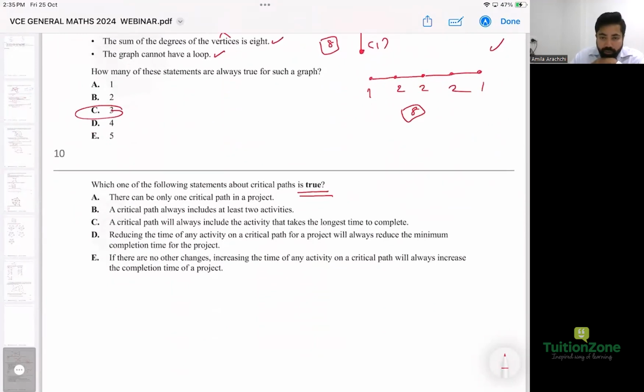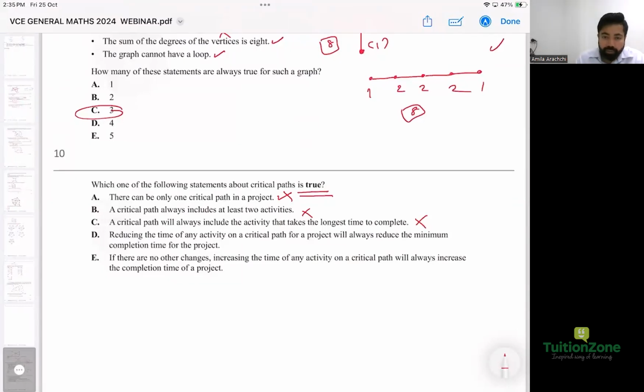There can be only one critical path in the project. No, they can have multiple. No issues, sometimes you get the same numbers. So that's not true. Critical path always includes at least 2 activities. It doesn't have to, it can be one. And C, critical path will always include the activity that takes the longest time to complete. Not really, isn't it? Not always. There are some long activities on the critical path, but sometimes we're skipping the longest path. So it doesn't have to be.